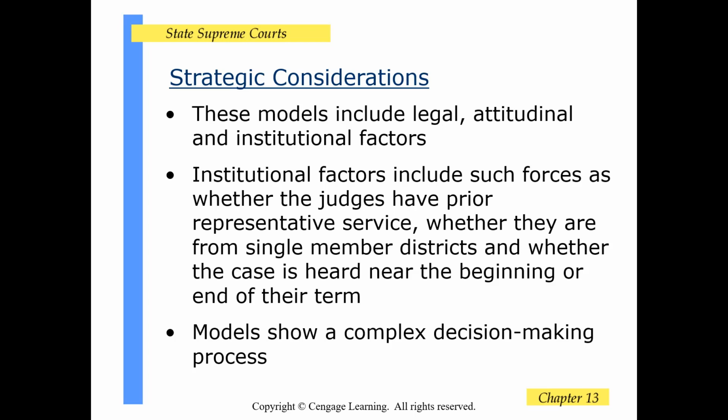And there are, of course, strategic considerations. These models include legal, attitudinal, and institutional factors. Such institutional factors include whether the judges have prior representative service, whether they are from single-member districts, and whether the case is heard near the beginning or end of a term. Models show that there is a complex decision-making process at the state Supreme Court level.